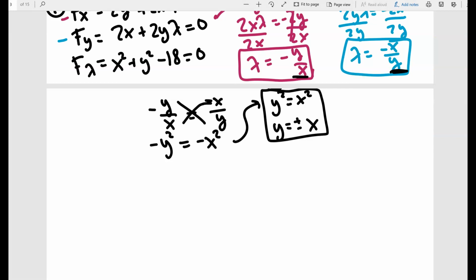So let me change this to maybe orange. I want to use my f sub lambda, which is going to be x squared plus y squared minus 18 equal to 0.